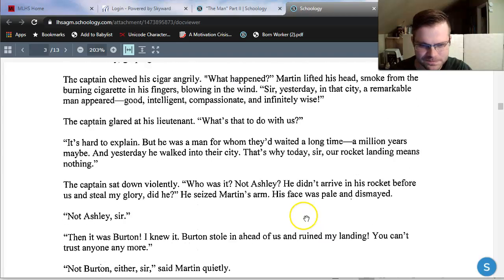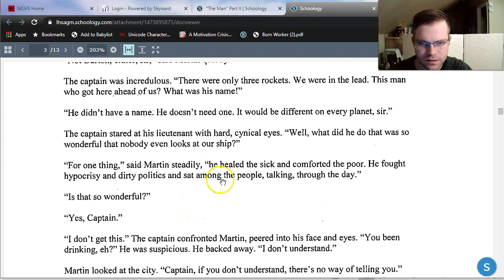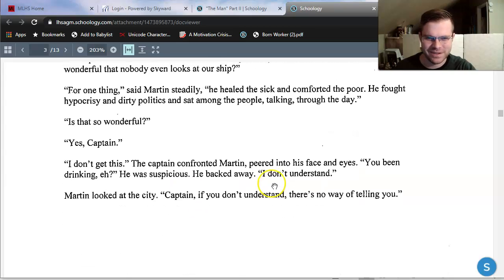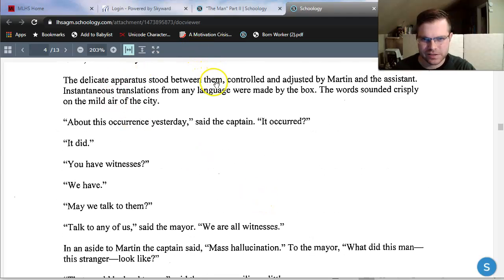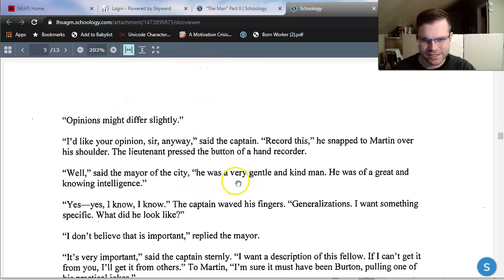As we continue, later on, he healed the sick and comforted the poor. Sounds like Jesus to me. Fought hypocrisy and dirty politics, sat among the people and talked with them. Sounds like Jesus to me. Here's where Hart maybe has the idea that the man could be Jesus Christ. We go to the mayor's words, right? The mayor says he's a very gentle and kind man, great in knowing intelligence.